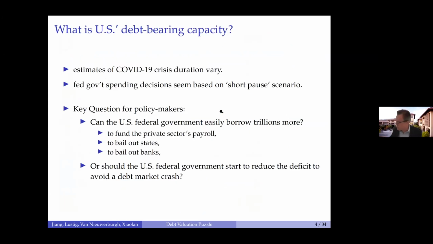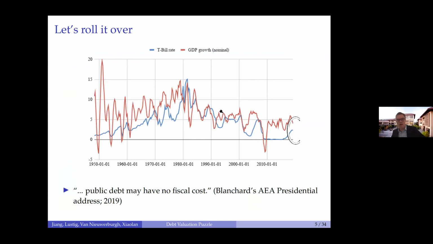So one answer that's out there and has been formulated most forcefully by Blanchard is that there may be no fiscal cost for a country like the US. And his reasoning, put simply, this doesn't quite do justice to it, is that historically, if you look at the US experience, the short-term interest rate, which I plotted here, the nominal 3-month T-bill rate, plotted against the nominal growth rate of GDP, the nominal T-bill rate has consistently been lower than the nominal growth rate of GDP.